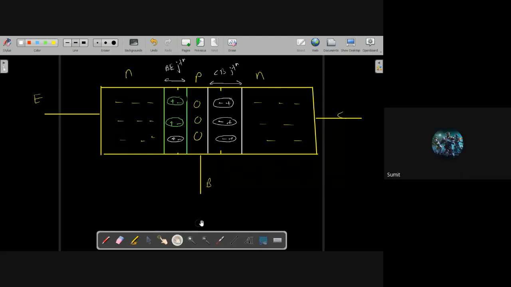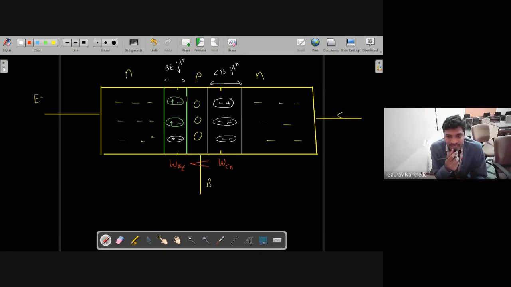Collector base junction, between collector and base. The depletion region width of the collector base junction will be more. Why is it more? This is the width of the collector base junction and this is the width of the base emitter junction. The width of the collector base junction is more than the width of the base emitter junction because the collector area is more and the collector concentration is less compared to the emitter. That is why the depletion region always penetrates into the less concentrated region.